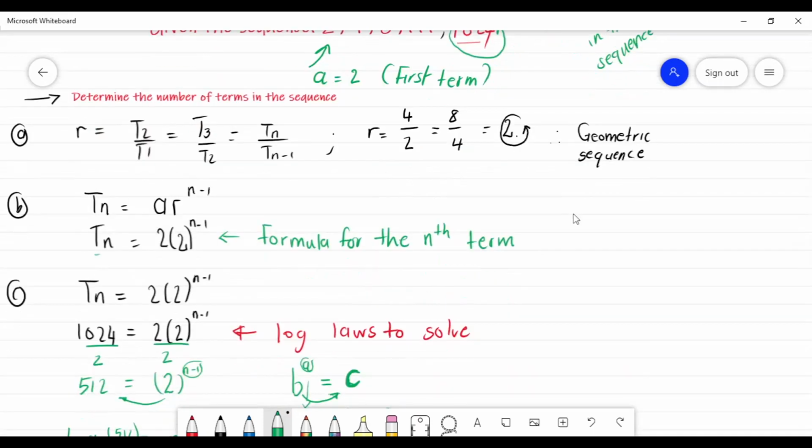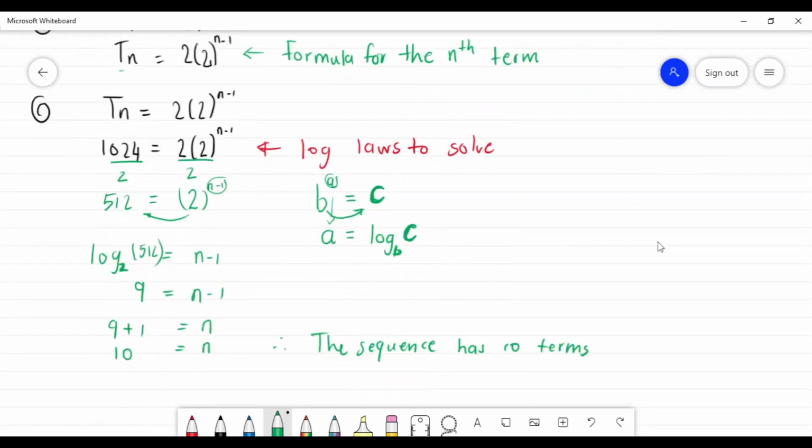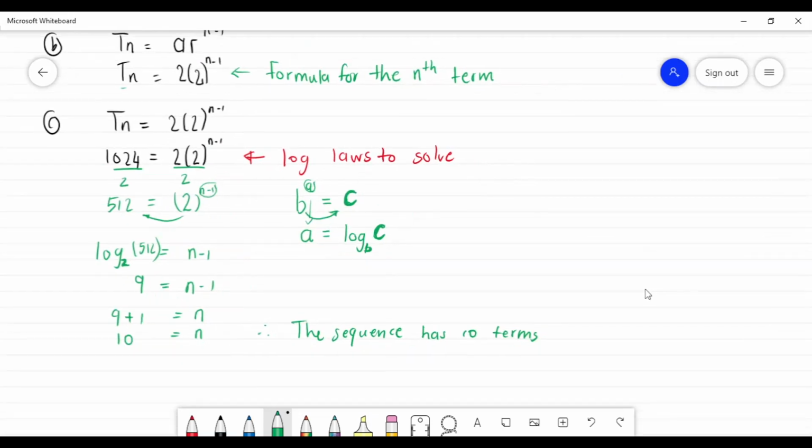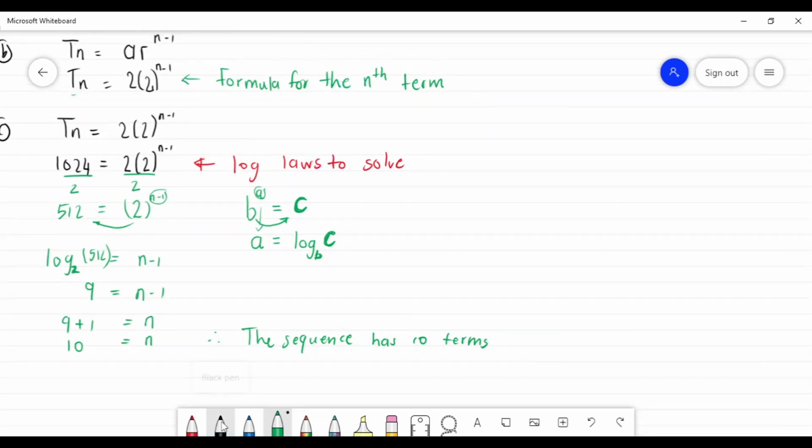Okay guys, and then I'm just going to also explain how you can solve this using your exponential laws, because this is just if you use a log law. So I'm just going to move on to this side and explain it for people that want to use exponential laws to solve this problem. So if you have 1,024, and that is equal to 2 to the power of n minus 1.